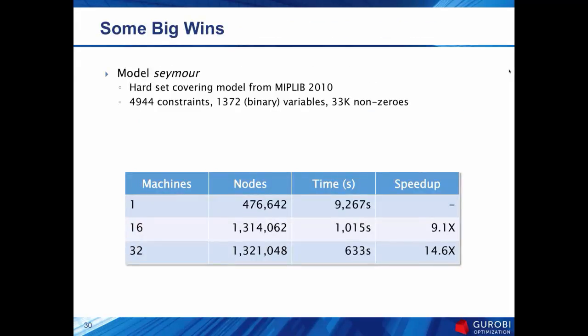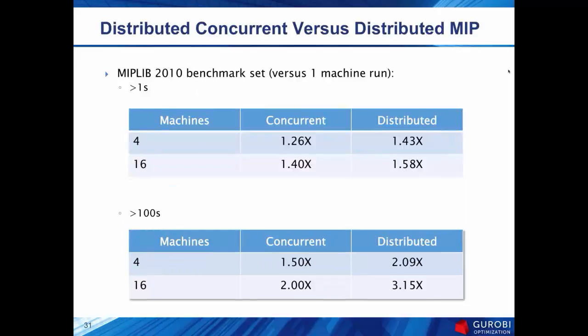Now, of course, a few minutes ago I said, well, we have this distributed concurrent algorithm, and we also have this distributed MIP. So which one is better? And so we could look at this. We could solve the distributed concurrent algorithm on a set of models. In the upper table, we've got the full set of models that take 1 second or greater. And on concurrent, we get a 1.26 times speed up. That means it's 1.26 times faster on 4 machines than a single machine. And with 16 machines, it's 1.4 times faster.